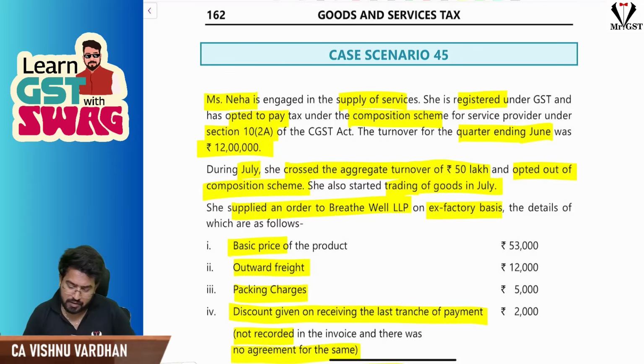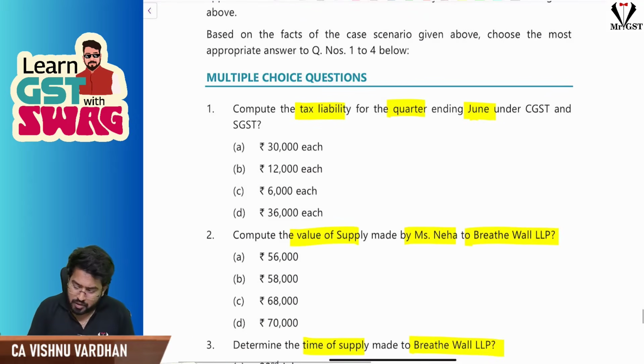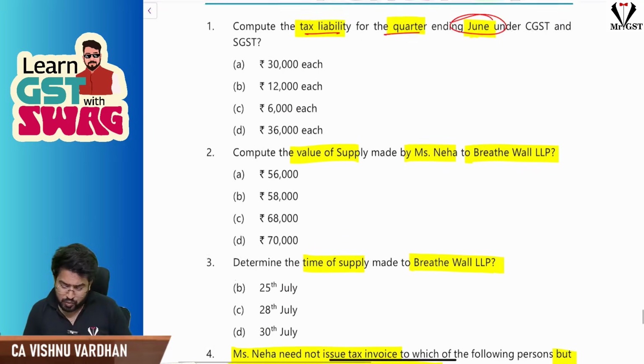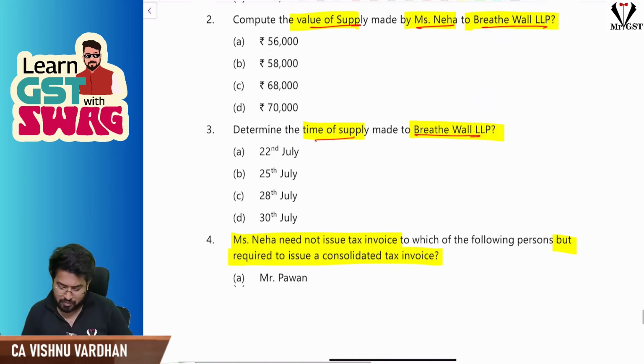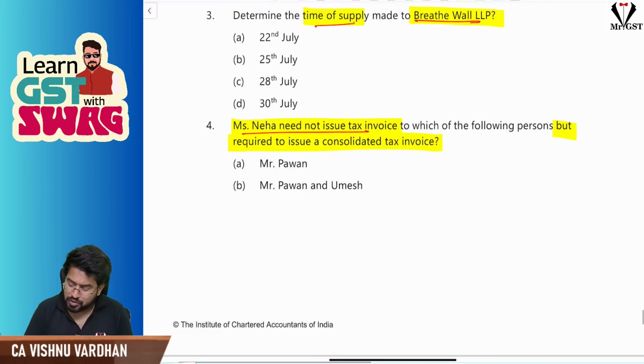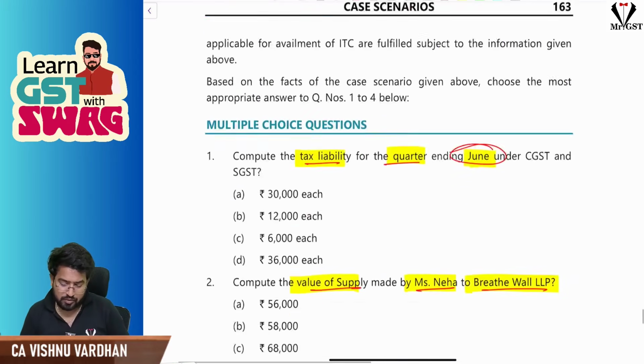So now in this case scenario, compute the tax liability for the quarter ending June. What is the value of supply of Miss Neha for the supply made to Breathewell LLP? What is the time of supply for the same transaction? And Miss Neha need not issue a tax invoice, but has to issue a consolidated tax invoice for whom? That is what the question is.